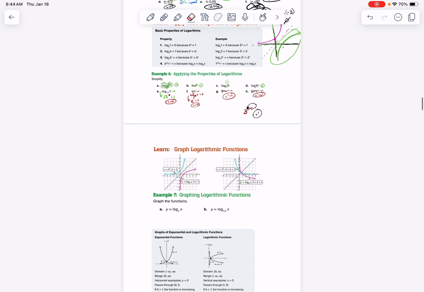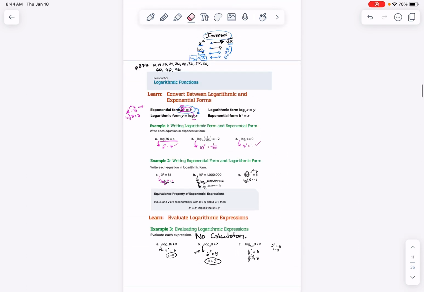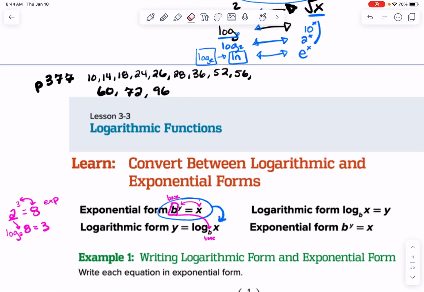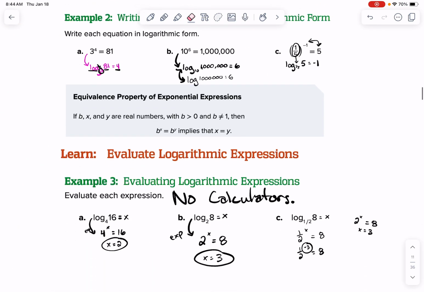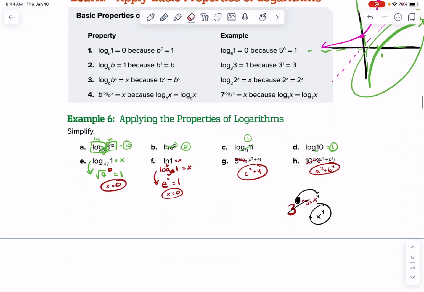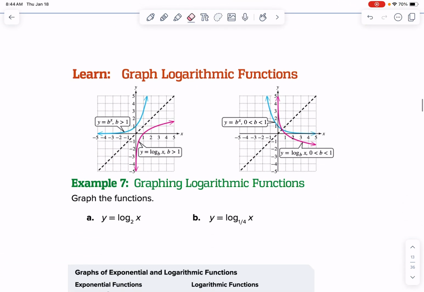We are on the second half, the graphing side of log functions, 3.3. Here's the homework assignment for that. If you didn't get that written down from yesterday, there is that. We are on example 7, talking about graphs, okay?